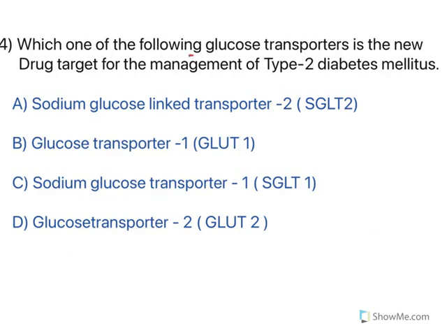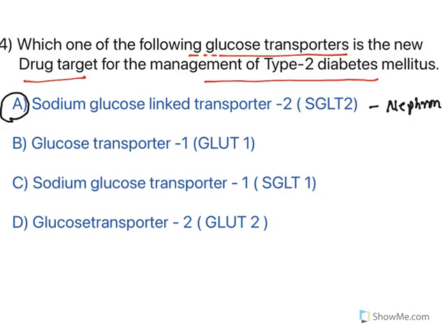Now, which of the following glucose transporters is a new drug target for the management of type 2 diabetes mellitus? See, the answer straight away is sodium glucose linked transporter 2. Now, this particular transporter is present at the nephron. Now, what is the job of this particular transporter in the nephron? It exchanges sodium with glucose. So, it reabsorbs glucose into the body.